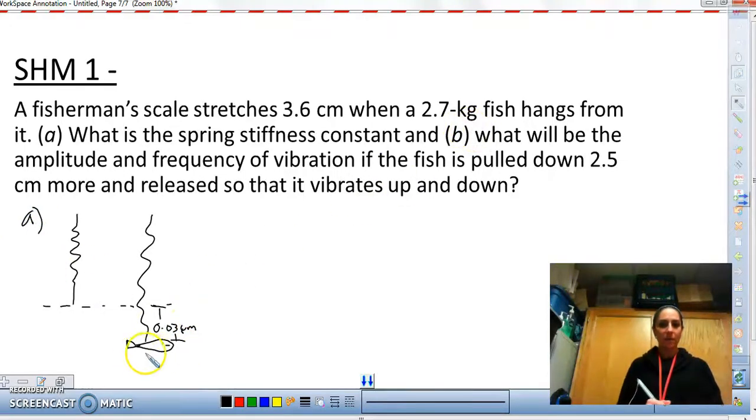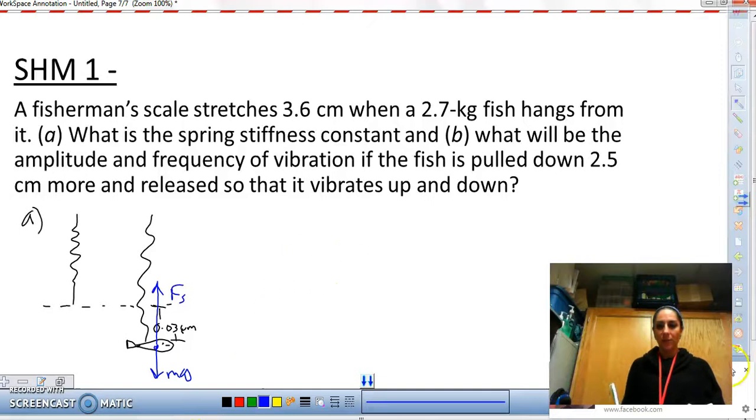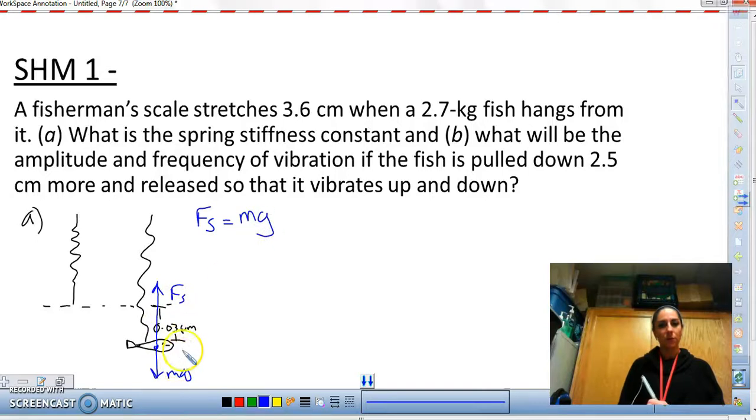So we have the mass of the fish. If you think about the forces that are acting on this fish, we have the weight of the fish, mg, and then the spring is going to counteract this weight, right? So it's going to go in the opposite direction. So we could say that the force of the spring is equal to mg. And the reason we could do that is because this is at rest right now. We're in equilibrium. So kx equals mg.